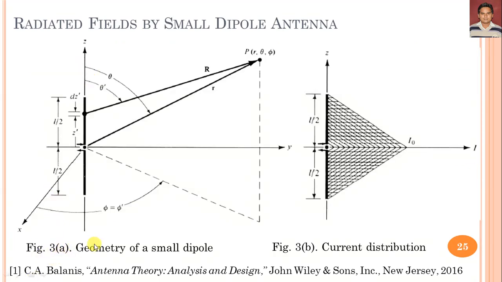This is figure 3a, and you can see the geometry of the small dipole, having total length L. The origin is the coordinate system x dash, y dash and z dash, and this is the point P in space, called the observation point. The distance from the origin to the observation point is r, and this is the small element dz dash. The distance from this element to the observation point is capital R, the angle from the z axis is theta, and from the x axis is phi. The dipole extends from minus L by 2 to 0 and 0 to L by 2. The total length of the small dipole is L.